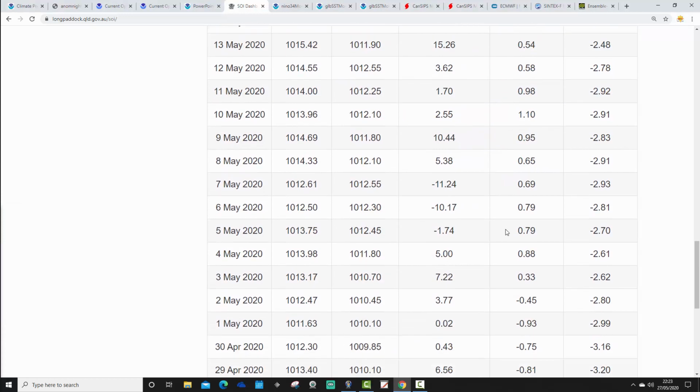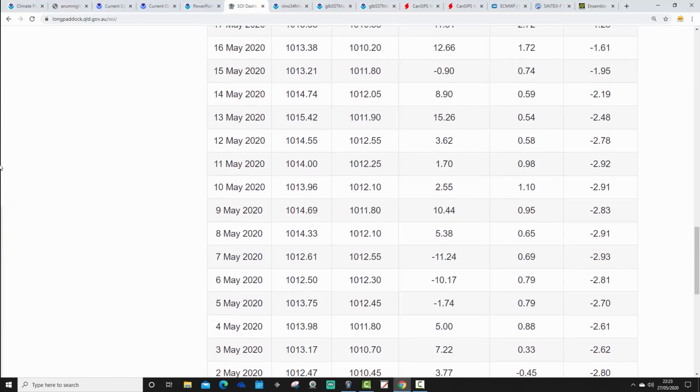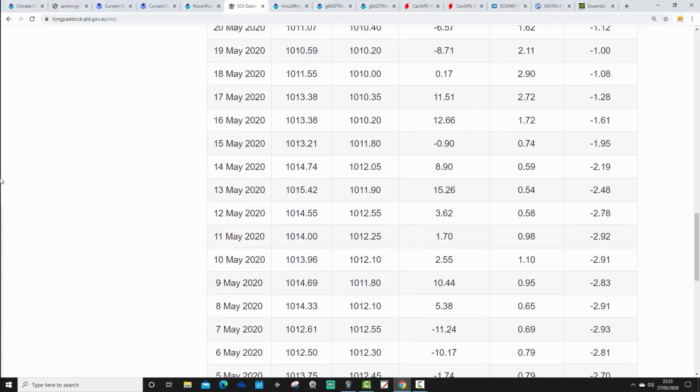So if we go down to a few days ago, we can see, for example, around the 13th of May, we did have quite strong positivity of the SOI at plus 15.26, and the 14th of May at plus 8.90. Really quite positive in terms of the SOI then. Also on the 16th and 17th of May, we see quite positive numbers too. So plus 12 and plus 11.